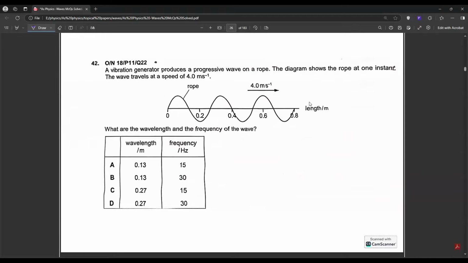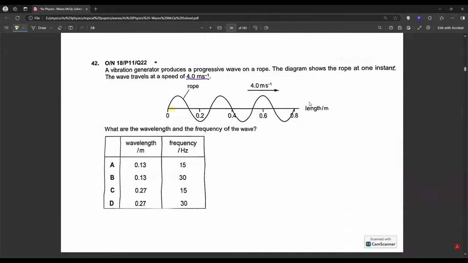Let's further move ahead. A vibration generator produces a progressive wave on a rope. The diagram shows the rope at one instant. The wave travels at a speed of this. Perfect. What are the wavelength and frequency of the wave? You have to calculate the wavelength and frequency of the wave.